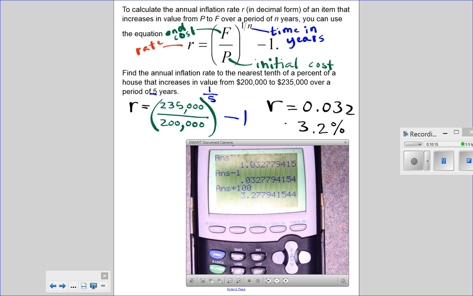So you got this house. Initially, it was $200,000. It increases in value 3.2% per year for 5 years, and you're going to sell it for $35,000 more than you bought it for.